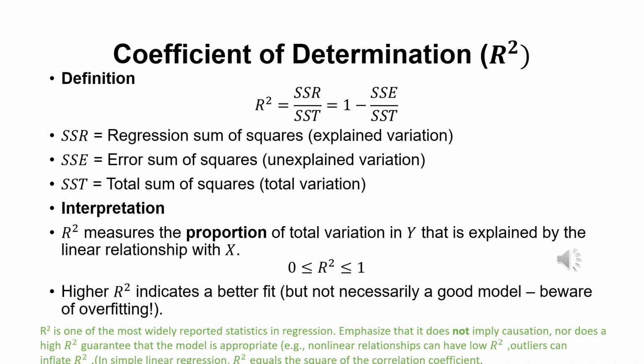R squared always falls between 0 and 1, and an R squared of 0.85 means that 85% of the variability in y is accounted for by x, and the remaining 15% is unexplained error. In simple linear regression, R squared is also equal to the square of the sample correlation coefficient r.